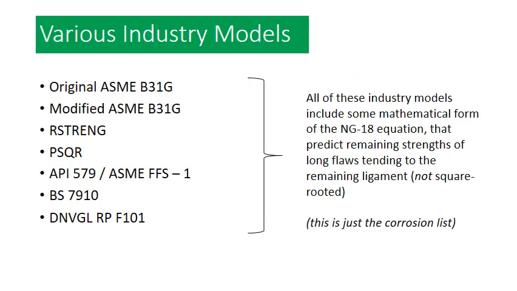If you look at various industry models that are based on NG18, you'll find that there's a long laundry list: ASME B31G, both original and modified, R-string, P squared, API 579, BS 7910, and DNV F101. All of these industry models are going to include some form of the NG18 equation, which includes the folias factor, which I discussed in video 1. And it also predicts that the remaining strengths of long flaws tend to the remaining ligament, but not square rooted. So that should give us something to think about.